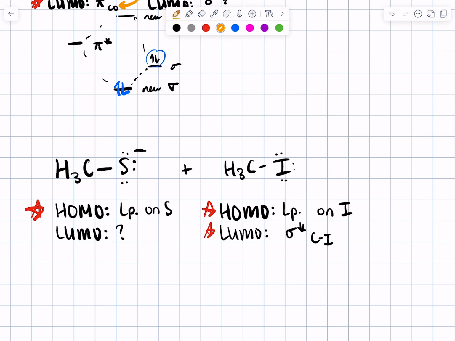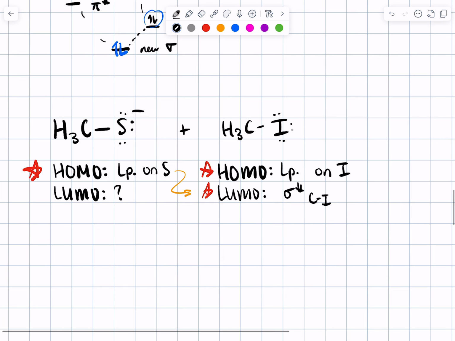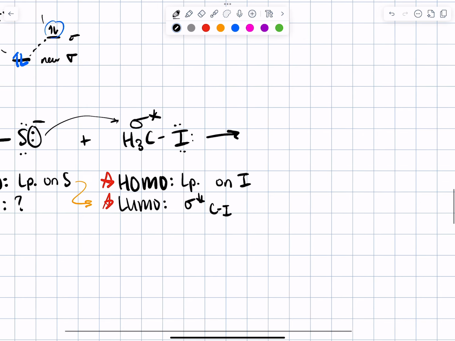That tells me what's going to happen. My HOMO is going to attack my LUMO in the only way that I can see that occur. And so I can push my arrows. My lone pair on my sulfur is going to come and attack this sigma star, and that is going to give me this as a product.